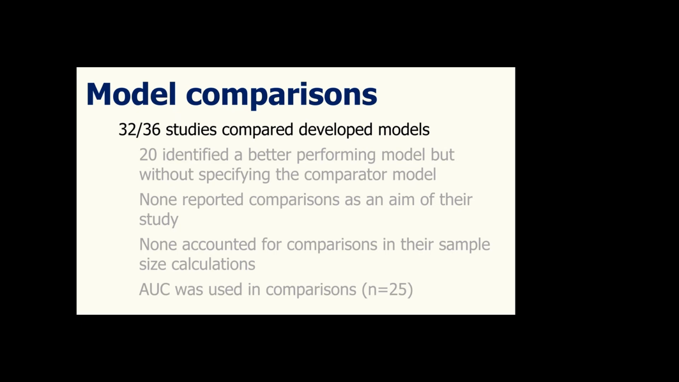None of the studies that were comparing models within their study reported it as an aim, which I thought was a problem. And none of them accounted for comparisons in their sample size calculations as well. There were so few sample size calculations anyway, so why would they do one around comparisons? I don't know. And wherever there was a comparison, the AUC was the common metric used to compare if something was better or worse. There was no mention of calibration there either.